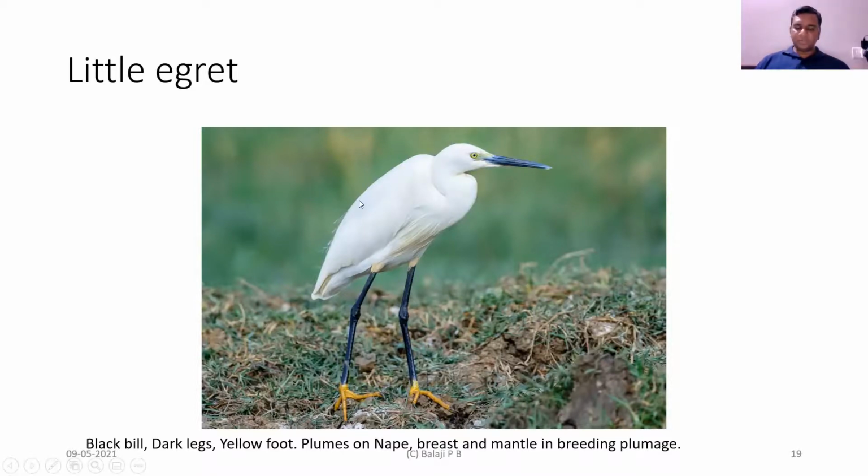There are plumes. Plumes are sort of fine feathers that you can see in the breast and in the mantle. Very fine feathers. You will see them only in the breeding season and not at other times. So the little egret has a black beak, dark legs, and a yellow foot. If you see this combination, you can be sure it is a little egret. But there is a caveat to this rule. I'll probably mention it towards the end of this presentation. I don't want to confuse you at this point.